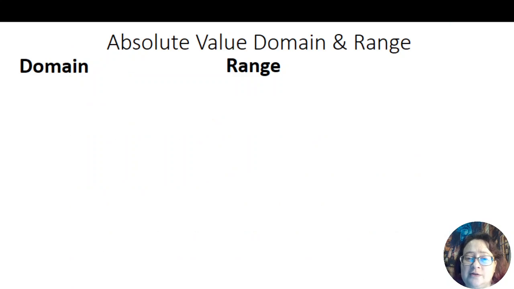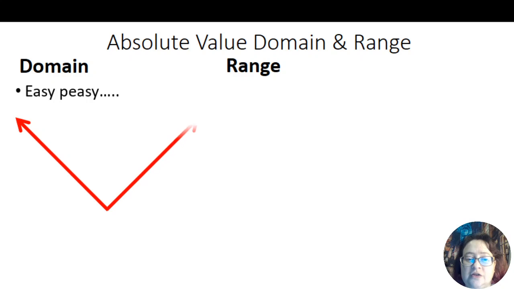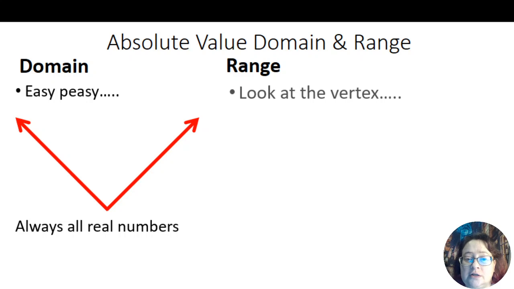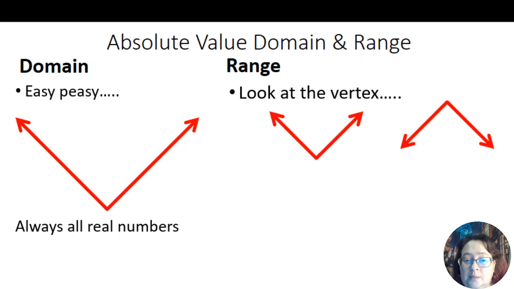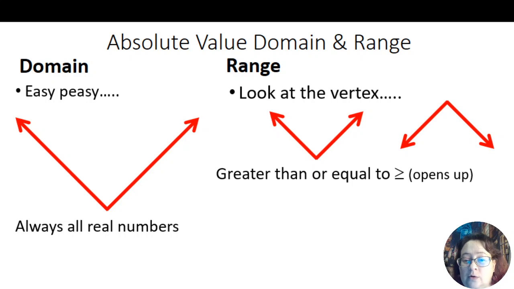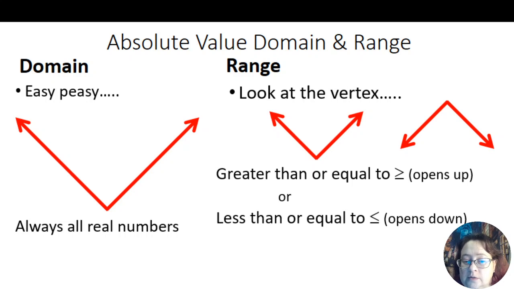For our absolute value domain and range, our domain is pretty easy. If we look to the left, it keeps going. If we look to the right, it keeps going. So it is always all real numbers. For the range, we look at the vertex. And then from the vertex, it either goes up or it goes down, meaning that it will be greater than or equal to, or less than or equal to, the y value of the vertex.